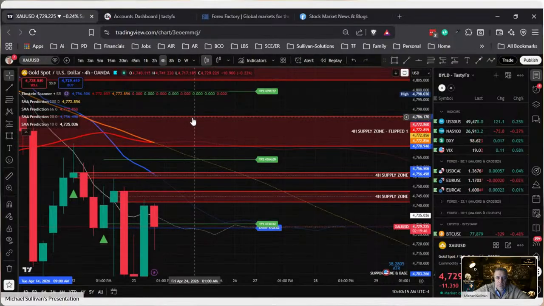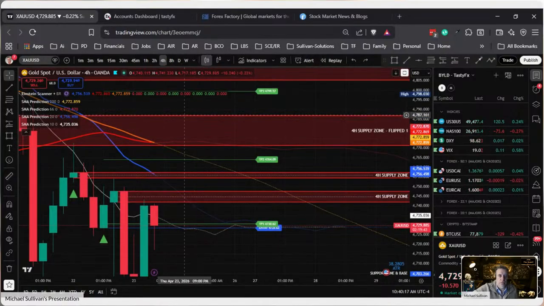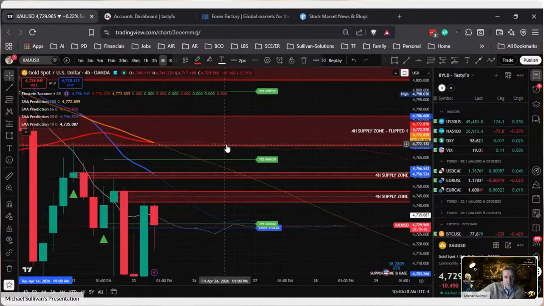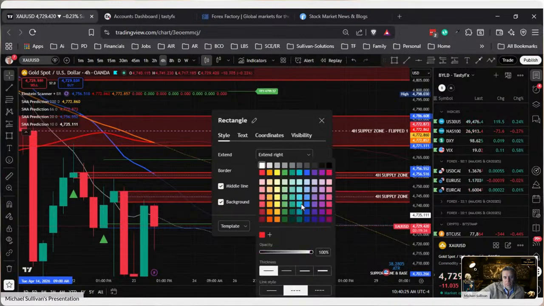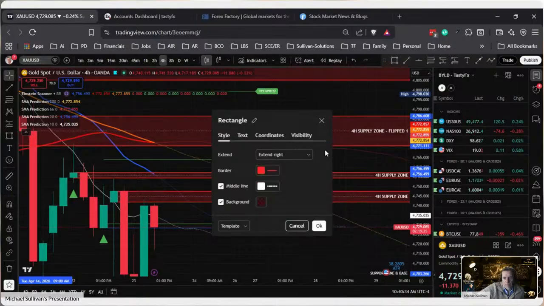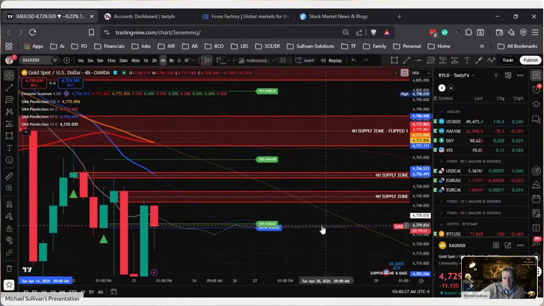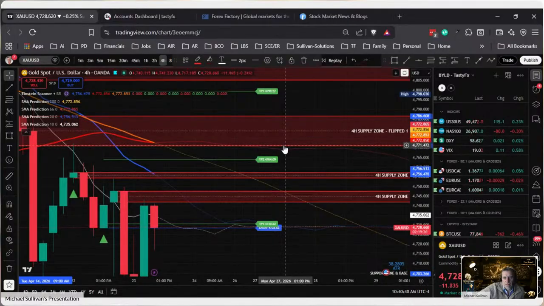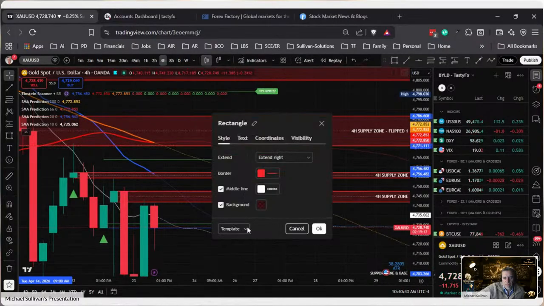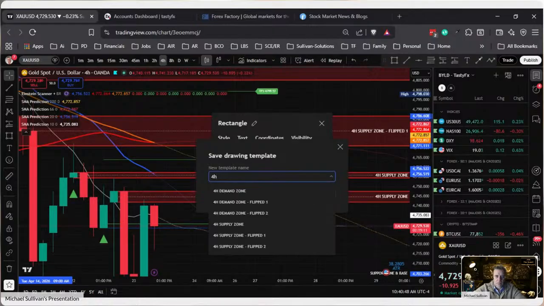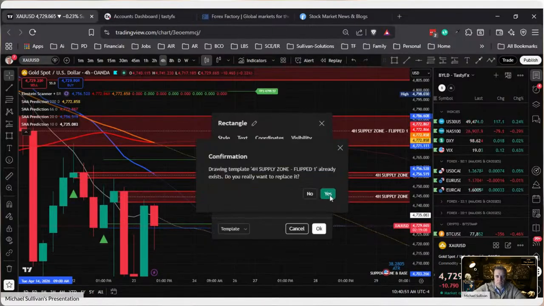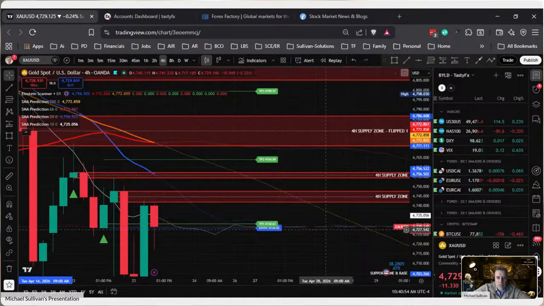Can I not do it? Oh, that was not my best moment, everyone. Sorry about that. But these zones are huge. No, I didn't. I thought I did. White. All right, let me do that. And now let me save it. Save as 4 hour supply zone flipped 1. Save. Perfect. Got it. All right.